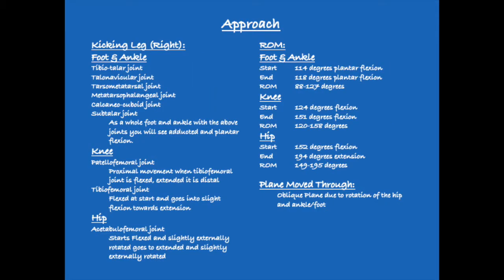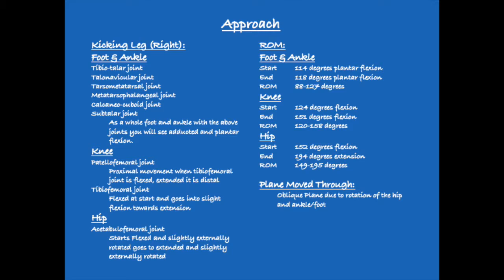Approach. The kicking leg consisted of using the tibiotalar joint, talonavicular joint, tarsometatarsal joint, the metatarsophalangeal joint, the calcaneocuboid joint, and the subtalar joint in the foot and ankle. In the knee, the patellofemoral joint and the tibiofemoral joint are the two joints used. The hip consisted of the acetabulofemoral joint.